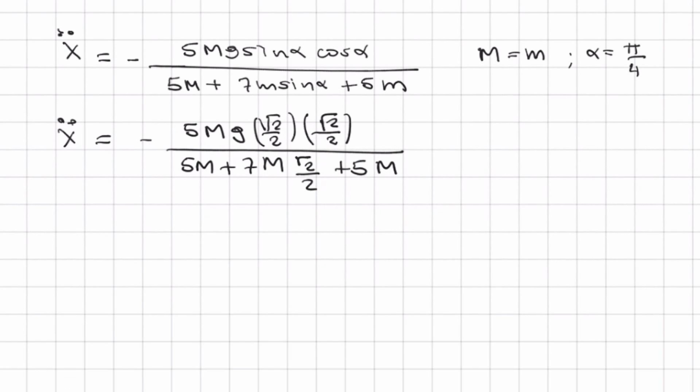It's easy to see that we can simplify the mass real fast because it's on each term of the equation, on the numerator and the denominator as well. This is going to be something like minus 5g. We have here root square of 2 dividing 2, multiplying root square of 2 dividing 2, and that is equal to 2 dividing 4.